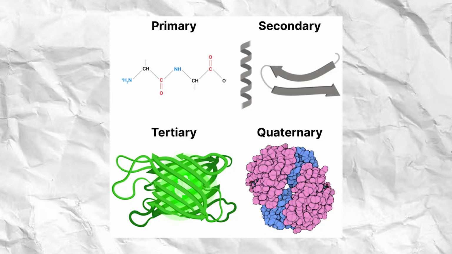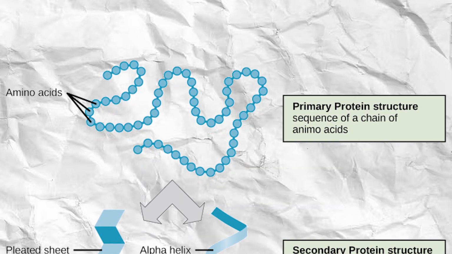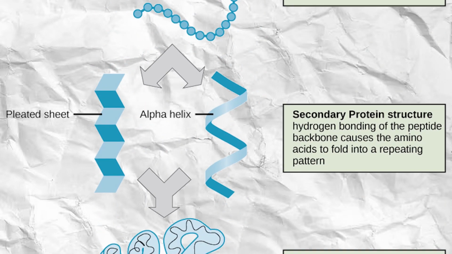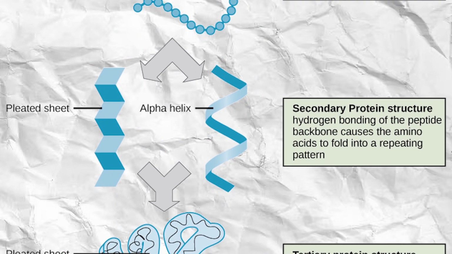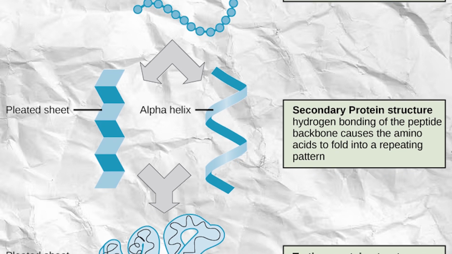Proteins function based on the way they are shaped, which come in 4 levels. First, you have your primary structure. This is the linear chain of amino acids that compose the protein, basically the sequence. Then you have your secondary structure. These are the local interactions in the polypeptide backbone that form shapes such as alpha helixes and beta sheets.